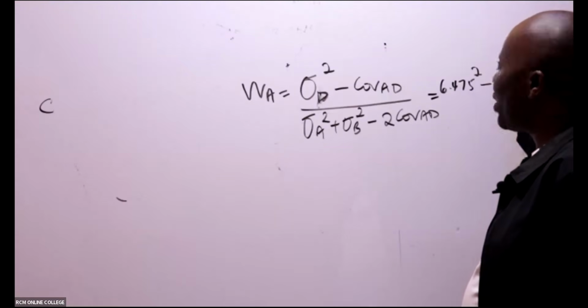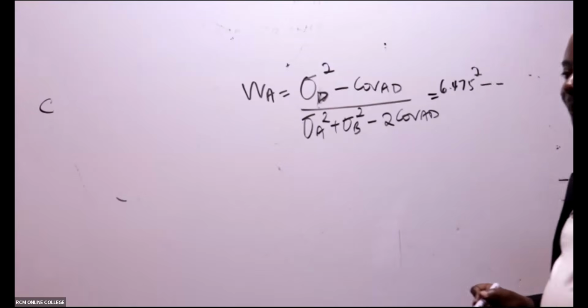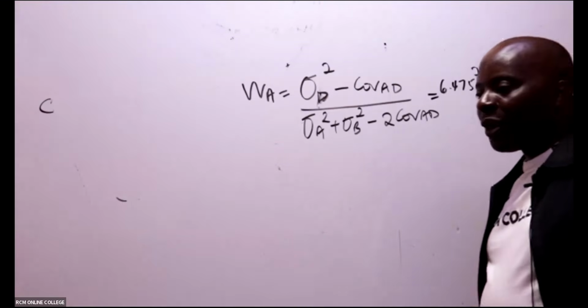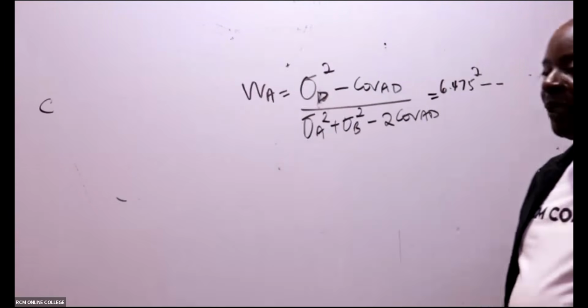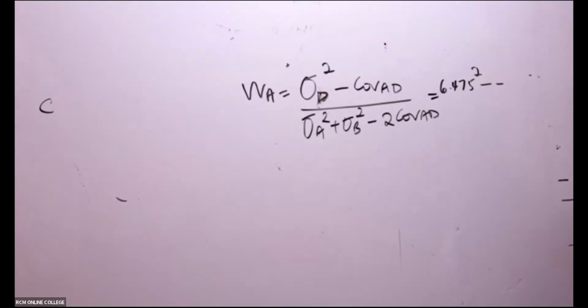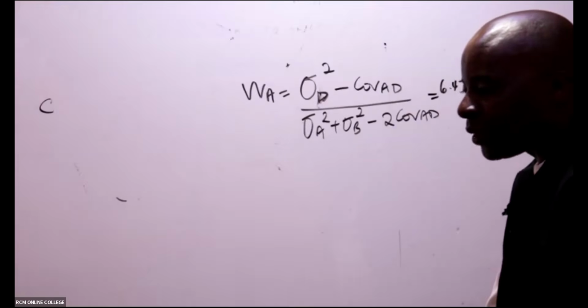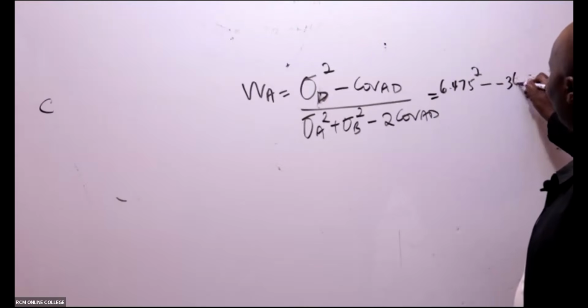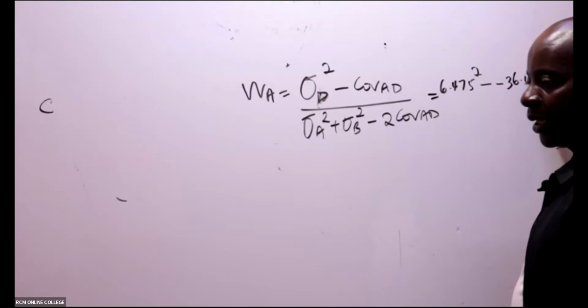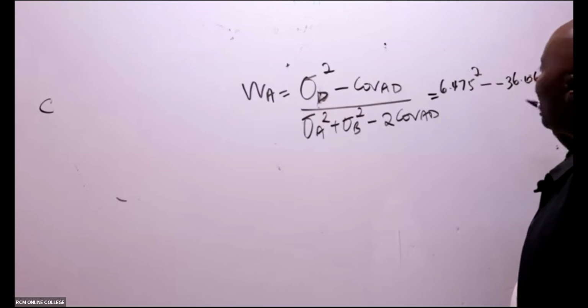The covariance, I have forgotten the covariance. Is there somebody who can remind mwalimu what the covariance was? It was negative something. I know it's negative. Negative 36.064. Thank you so much.